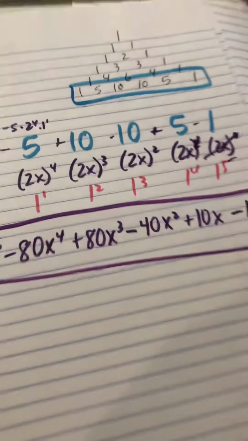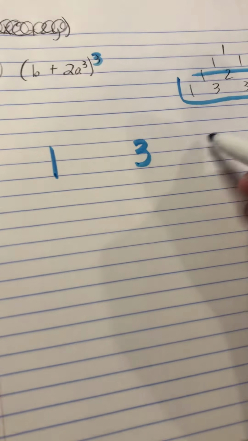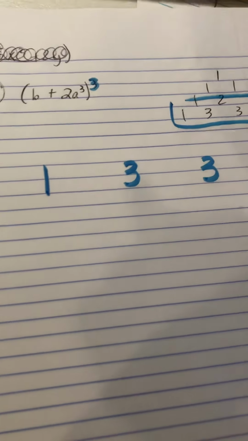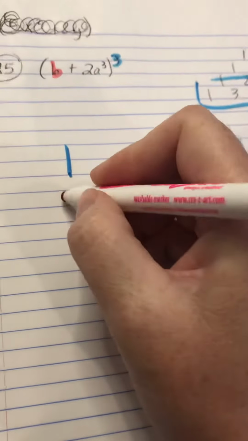Okay, to the last one. Here we go. I didn't like the last example. I don't think you should do it either. It's to the 7th and it's crazy, but it's all right. Here we go. Exponent is 3, so much easier one. 1, 3, 3, 1. This one I'm going to kind of space out a little bit because we got a lot going on. We got the b cubed.